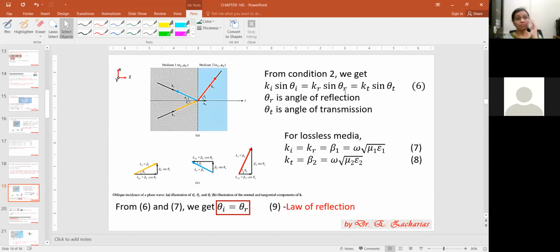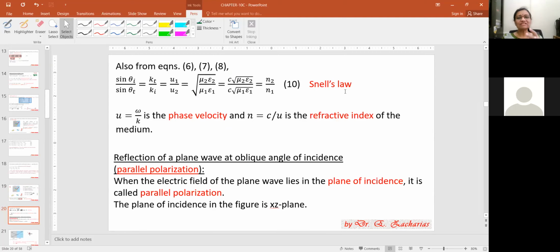Then we saw that because of the boundary conditions, there are two laws that are obeyed. One is the law of reflection, that is theta i equal to theta r. Then we talked about Snell's law. Snell's law says that sin theta i by sin theta t will be equal to the refractive index of the second medium divided by the refractive index of the first medium. Or in terms of velocity, the velocity in the first medium divided by the velocity in the second medium. Here we are making an assumption that k is equal to beta because the two mediums involved are lossless.